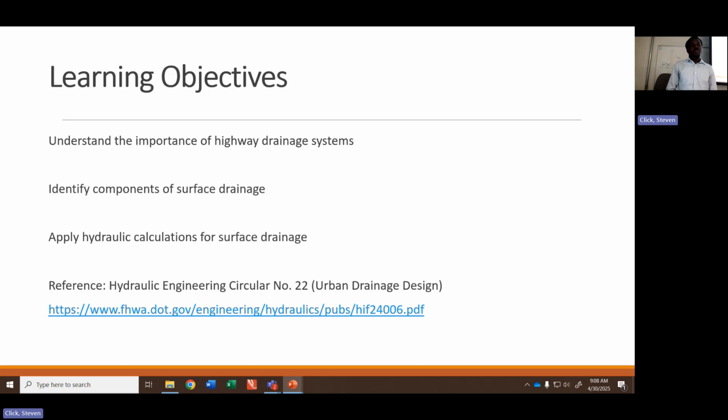And also the main reference document I'll be using for this class is the Hydraulic Engineering Circular number 22, developed by the Federal Highway Administration. It's a guide on how to design surface drainage components for urban areas. The reason for urban areas is because of the limited right of way available.